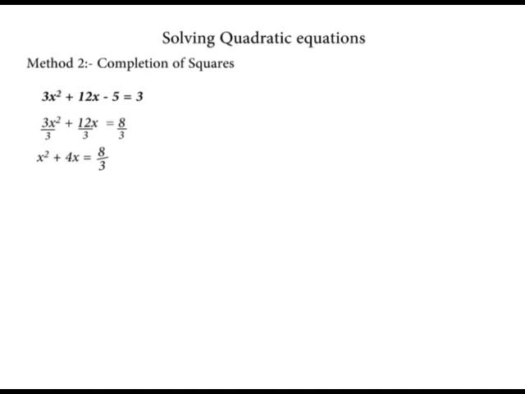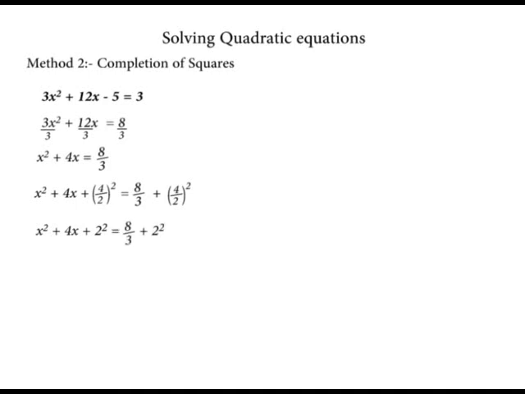Then we add a half b squared on both sides. B in our case is 4. So we shall have x squared plus 4x plus 4 over 2 squared is equal to 8 over 3 plus 4 over 2 squared. That will give us x squared plus 4x plus 2 squared is equal to 8 over 3 plus 2 squared.